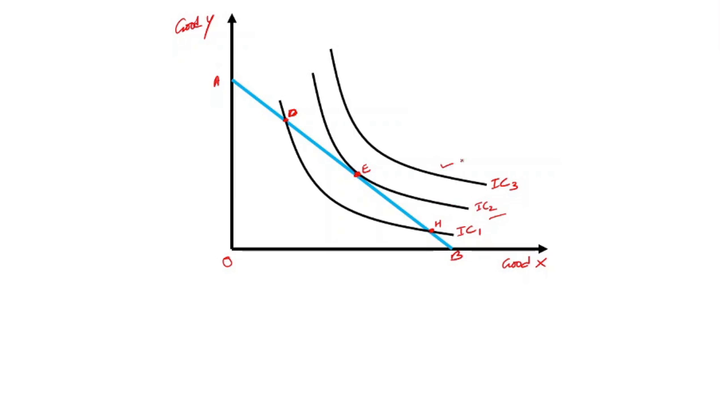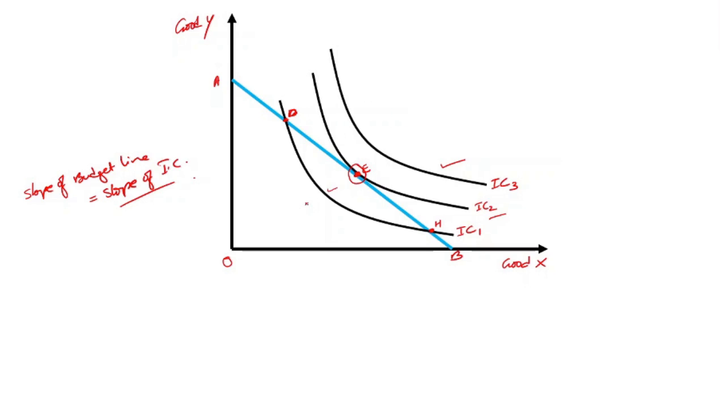IC3 is unattainable to the consumer because the consumer does not have that much income, and if the consumer consumes at IC1, then the consumer will not get the maximum satisfaction. So the consumer will get the maximum satisfaction at the level of intersection of IC2 and the budget line, where the slope of budget line is equal to the slope of indifference curve. Now this is the explanation of equilibrium.